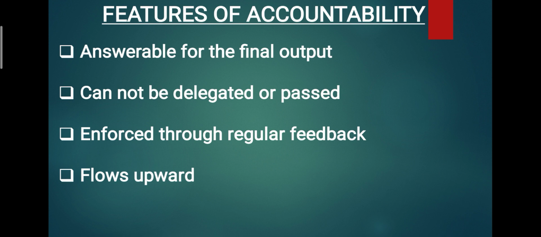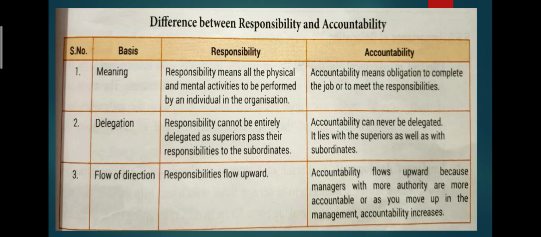How do we take answers from our subordinate? By regular feedback from them. And it flows upward. That means the subordinate is accountable to his superior. So these were the features of accountability, and there were the three elements of delegation process: responsibility, authority, and accountability. Now we are going to discuss the difference between these terms.